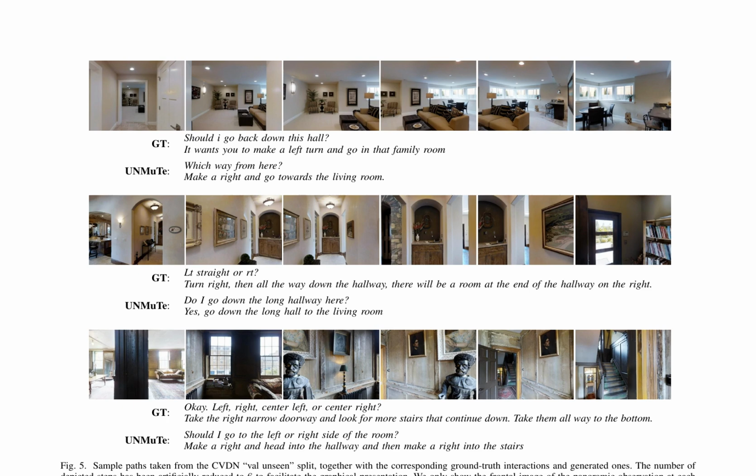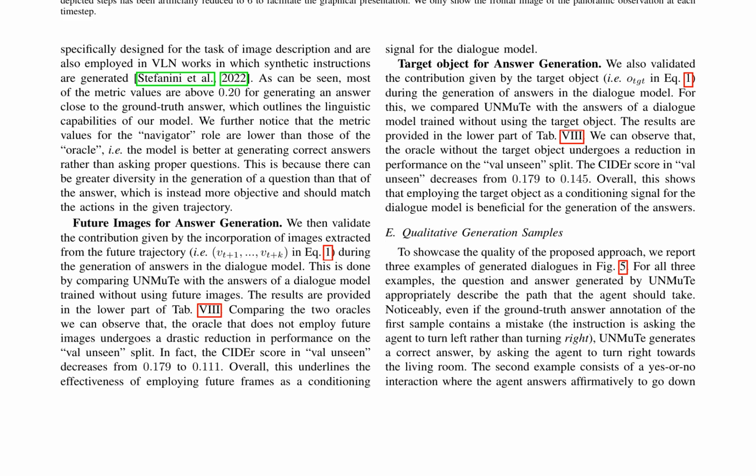The model's ability to generate high-quality question and answer pairs is evaluated using NLP and reference-based description metrics, showing that UNMuTe's dialogue model is better at generating correct answers than asking proper questions. The model's effectiveness is further demonstrated by its ability to incorporate future images and target objects as conditioning signals for answer generation. Qualitative examples of generated dialogues showcase the model's ability to generate coherent and accurate question and answer pairs, correcting mistakes in ground truth answer annotations and providing accurate instructions for navigation.